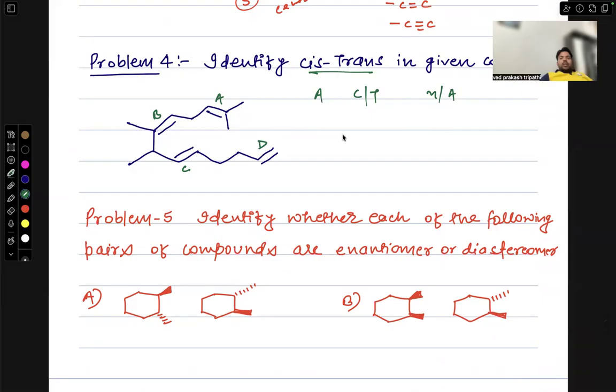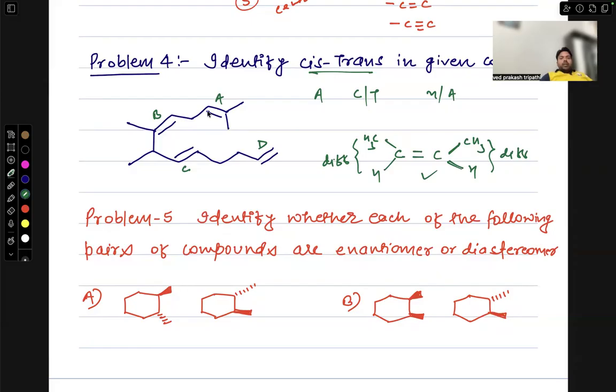I discussed the condition of cis and trans in my video and I said that any double bond can show cis and trans when both the carbons have different chains. This carbon should have different connectivity, like methyl and H. They are different from each other. And this carbon also has different connectivity, methyl and H. So this one is different, so it can show geometrical isomerism.